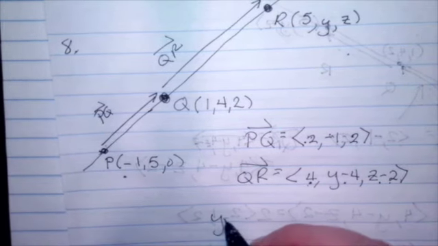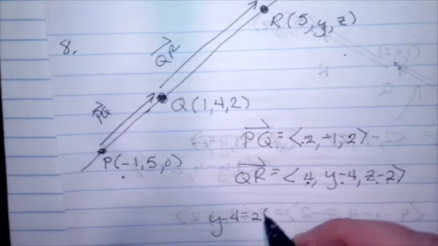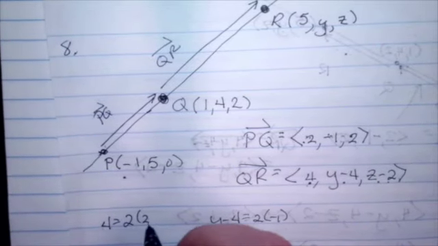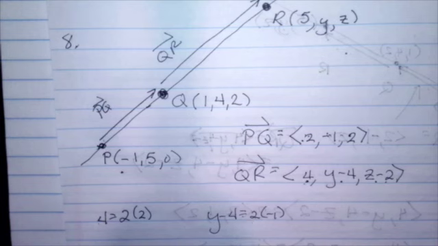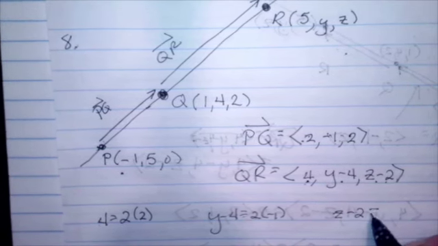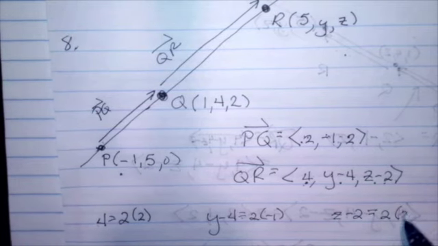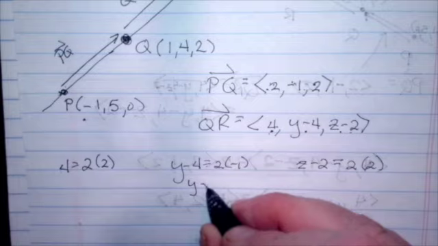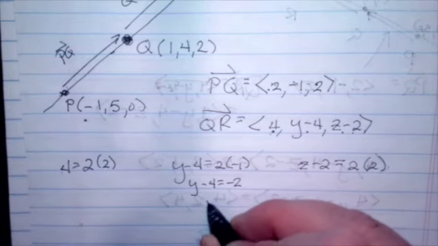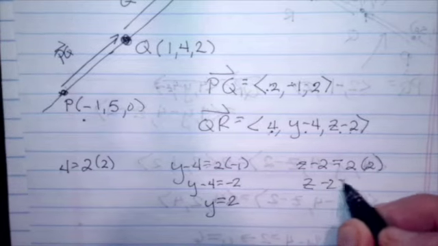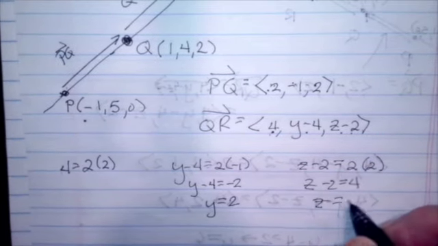So y minus 4 is going to be 2 times minus 1, again because 4 is 2 times 2, and we want that same proportion all the way through. And z minus 2 is going to be equal to 2 times 2. So this tells us that y minus 4 is equal to -2, or y is equal to 2. And here we get z minus 2 is equal to 4, or z is equal to 6.